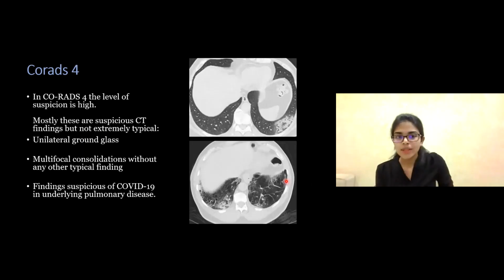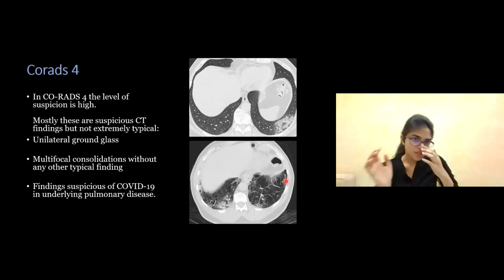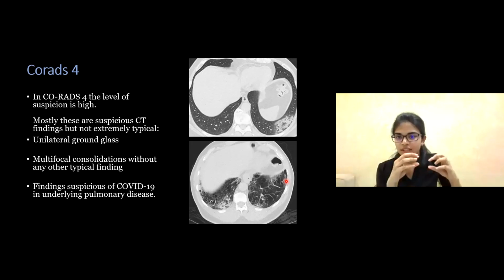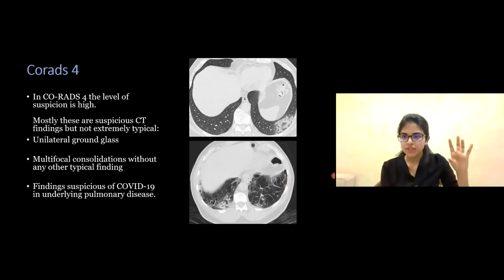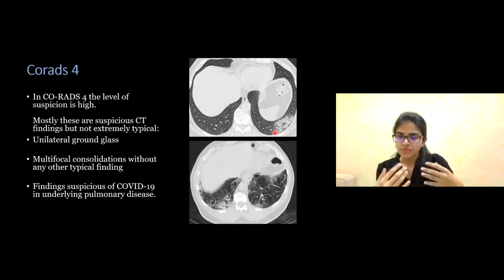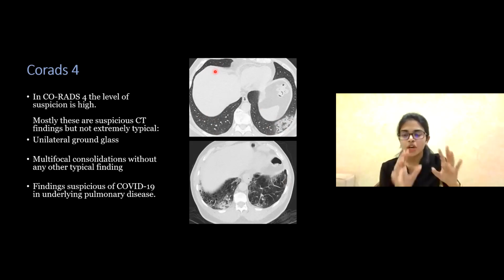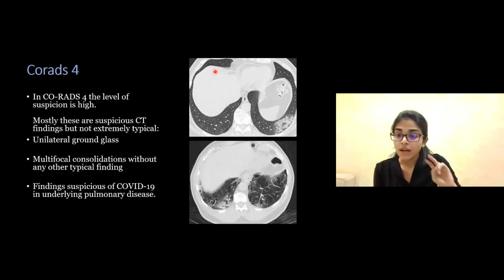CORADS 4 is when the level of suspicion is high, which means there are subpleural ground glass opacities or consolidation, but the definition is not complete. For example, if there is a subpleural ground glass opacity, but it is unilateral, not bilateral. This can happen especially in early stages of the disease, in COVID itself. In that case, it comes under CORADS 4. Otherwise, you can have multifocal areas of consolidation, but you don't see crazy paving or ground glass opacity. So it is more likely COVID, but the definition itself is not complete. Another possibility is when you see the typical COVID pattern, the subpleural airspace opacities, on top of a diseased lung.